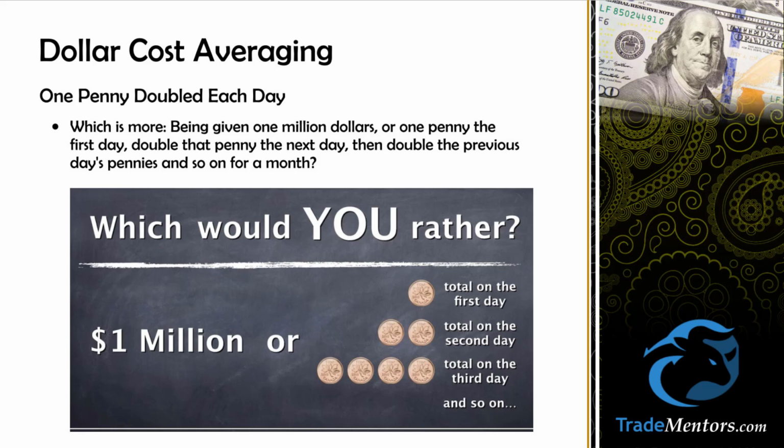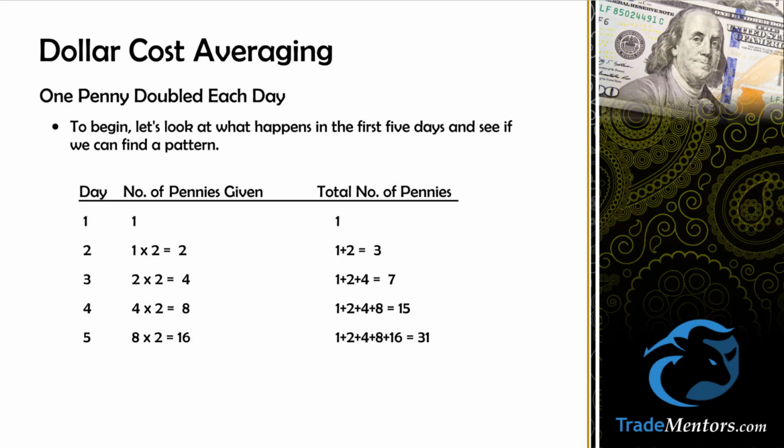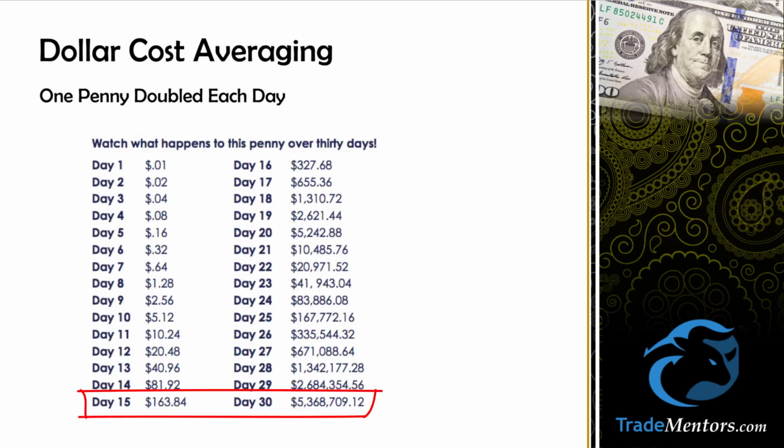So what would you rather be given, $1 million or 1 penny that doubles each day for the next 30 days? Here's how that math works. On day 1, you're given a penny. Day 2, you get 2 pennies. Day 3, that turns into 4 pennies, then 8 pennies, then 16, and so on and so forth. After 30 days of this, on day 30, you'll have $5,368,709.12. And that's just a quick example of the power of compounding.